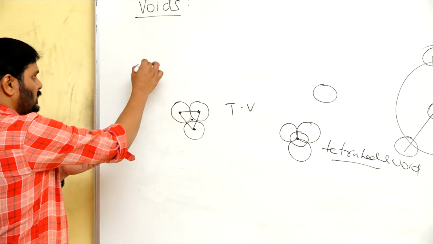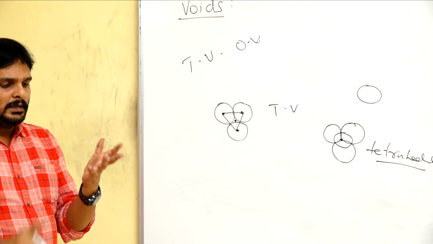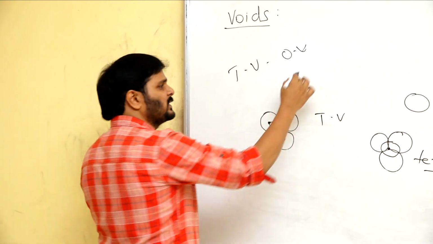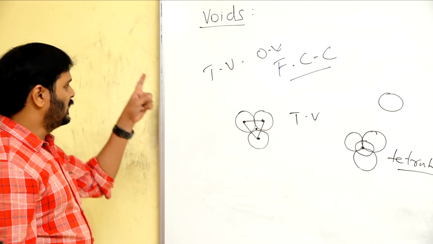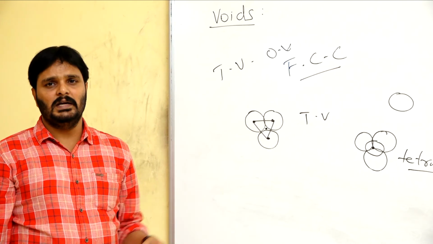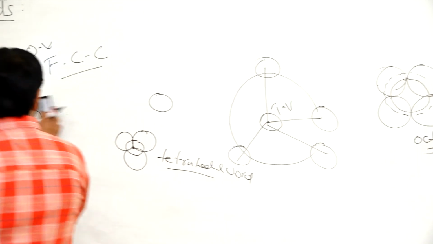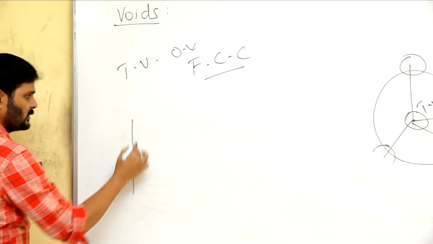Now, the location of tetrahedral voids and octahedral voids in the FCC structure is required. The location of tetrahedral voids and octahedral voids in the FCC structure. So the FCC structure is nothing but, as you know, this is the FCC structure.